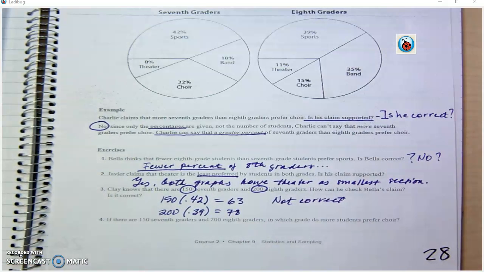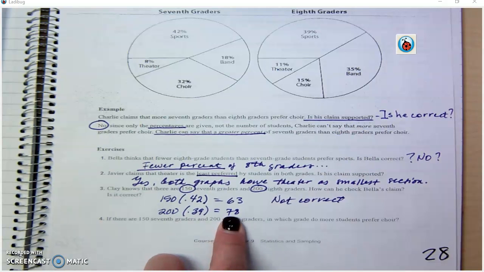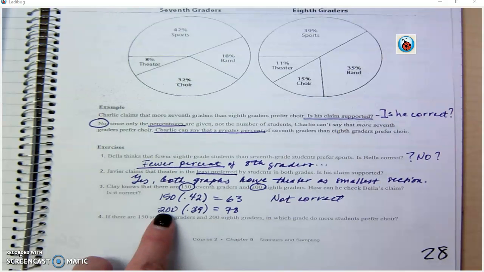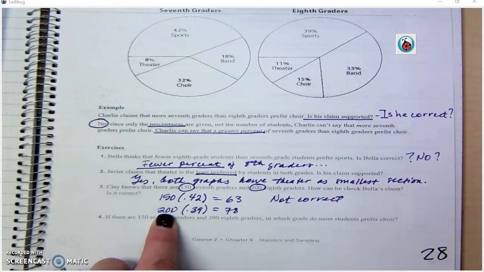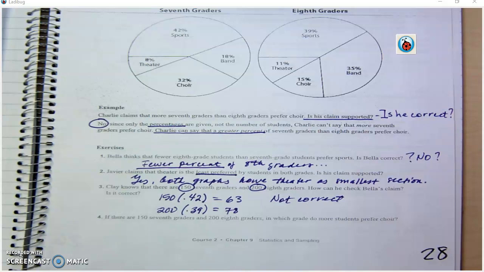So even though 8th graders did have a smaller percent, we know that the numbers are going to show us the greater quantity of kids, because there's a greater quantity in the total group of 8th graders.